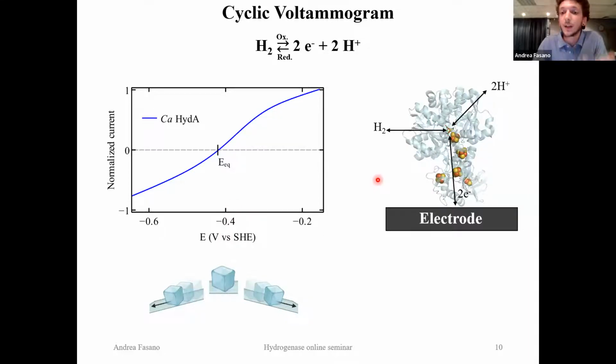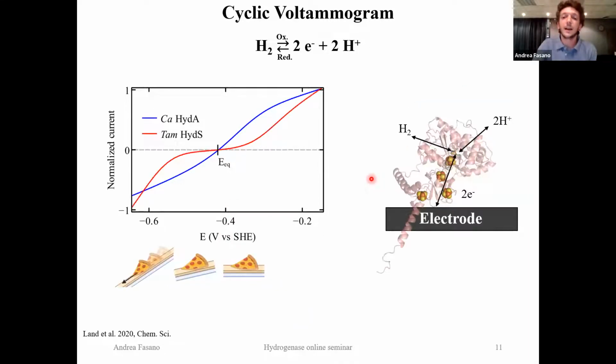This makes this enzyme a very reversible enzyme. On the other hand, in the case of tamidase, we need to go much farther away from the equilibrium potential before the enzyme catalyzes a significant current in the other direction, which makes it pretty much like the pizza slice example. So this is a very irreversible enzyme.